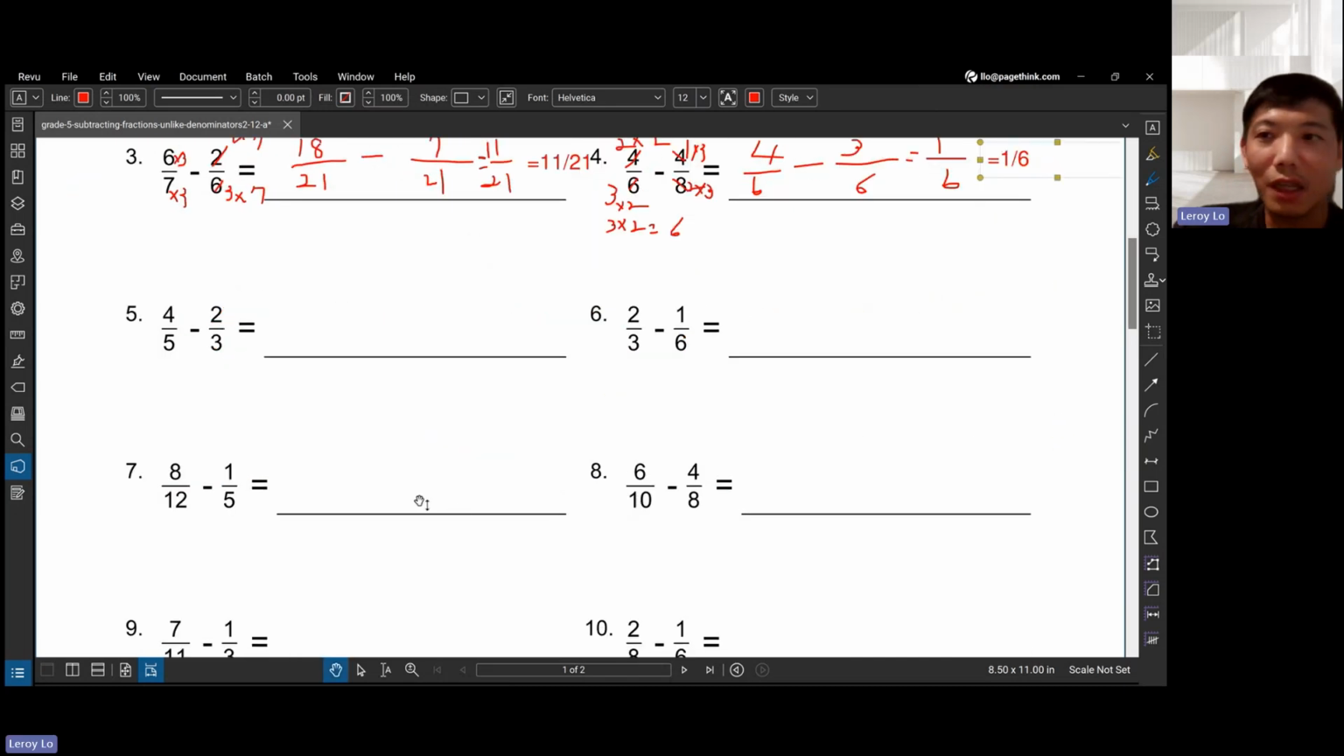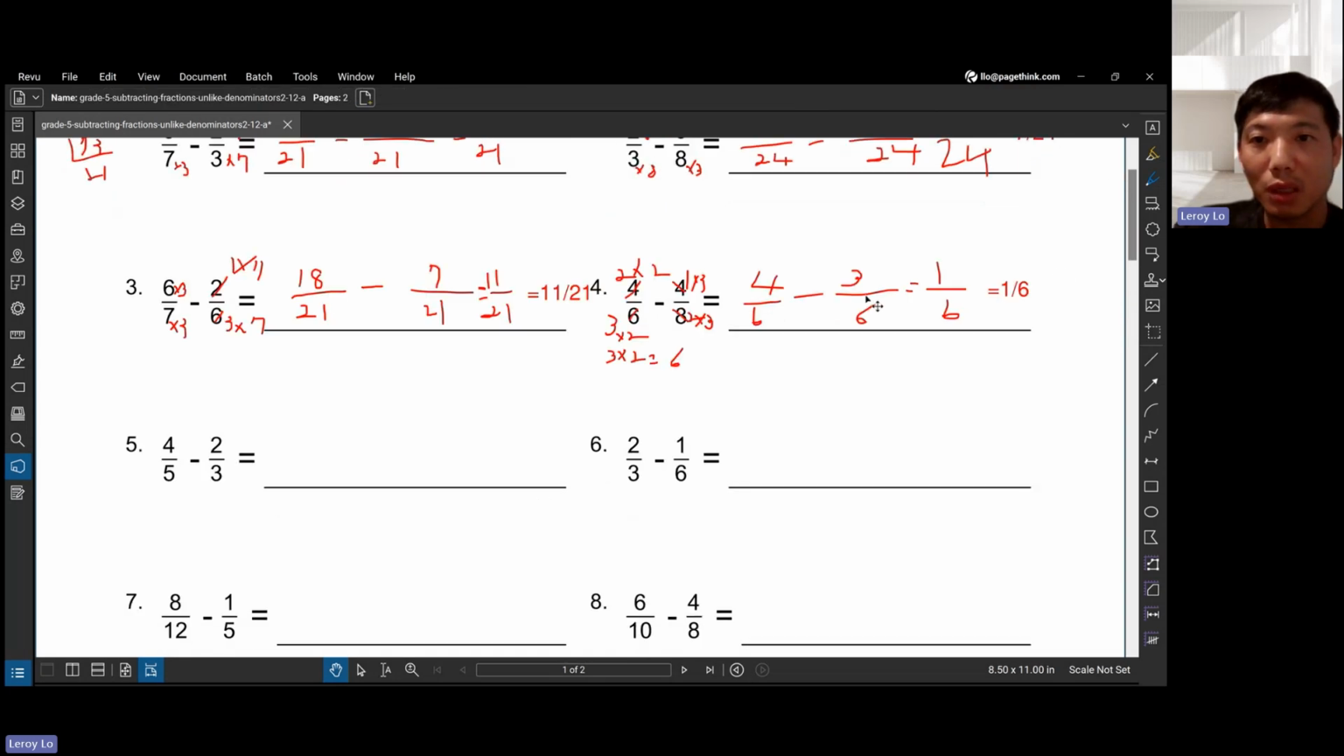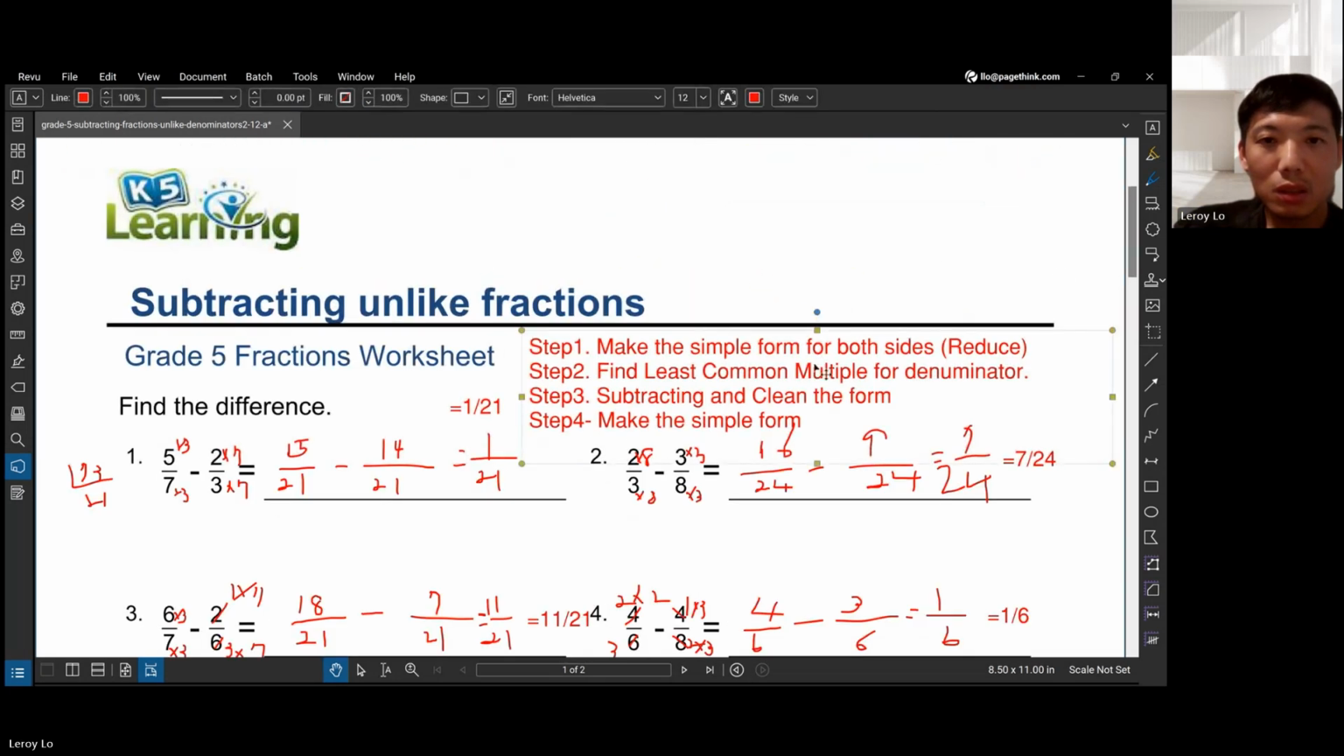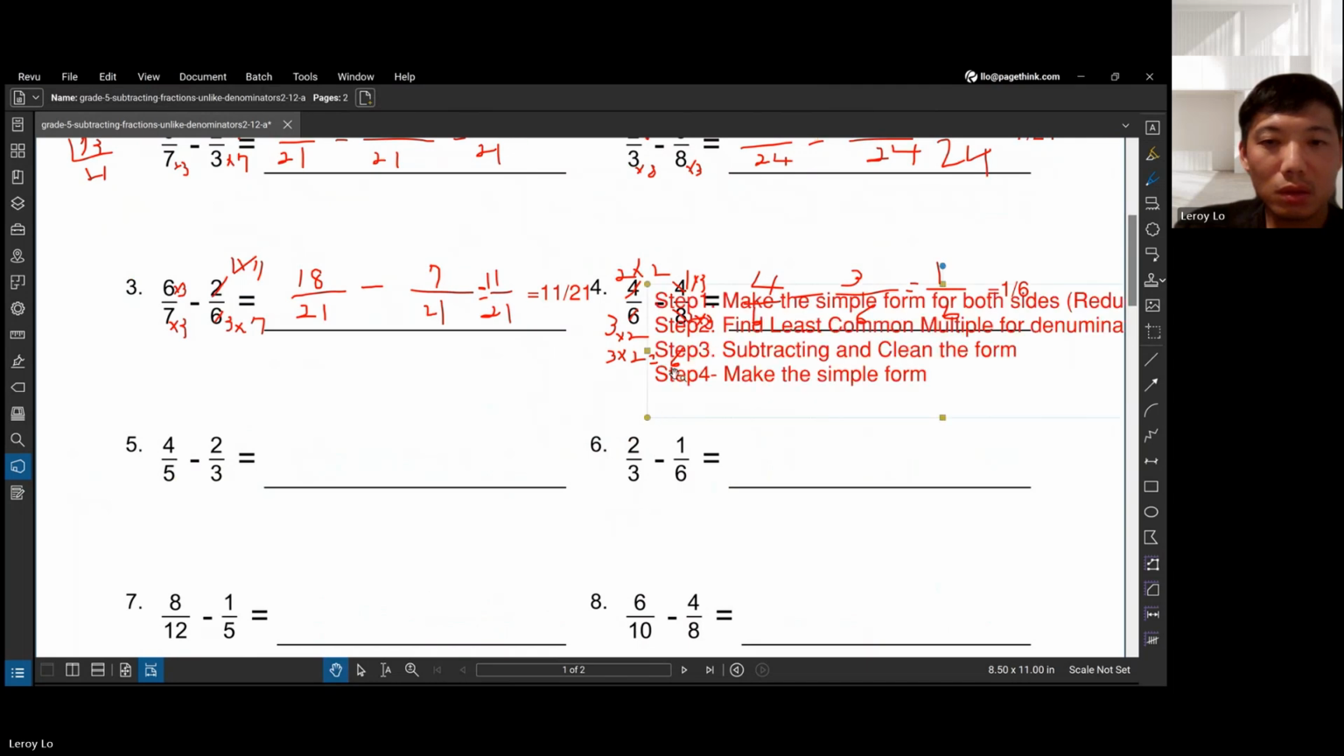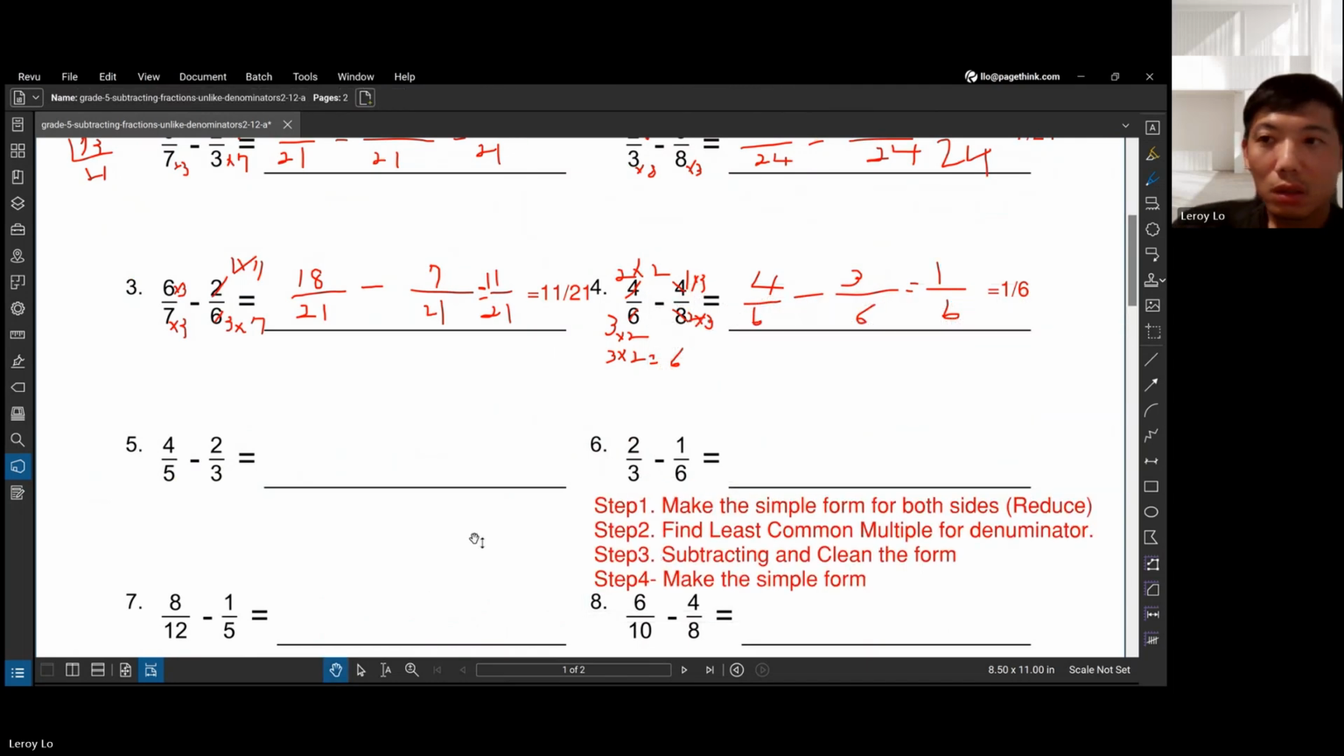Okay, good job, guys. And next one, let me put down this one here. Okay, so let's follow the steps. So make the simple form for both sides. So let's check number 5. 4 over 5 minus 2 over 3. 4 and 5, there's no common factor, so this is good. 2 over 3, 2 and 3, we don't have common factors. So, okay, now it's a simple form.